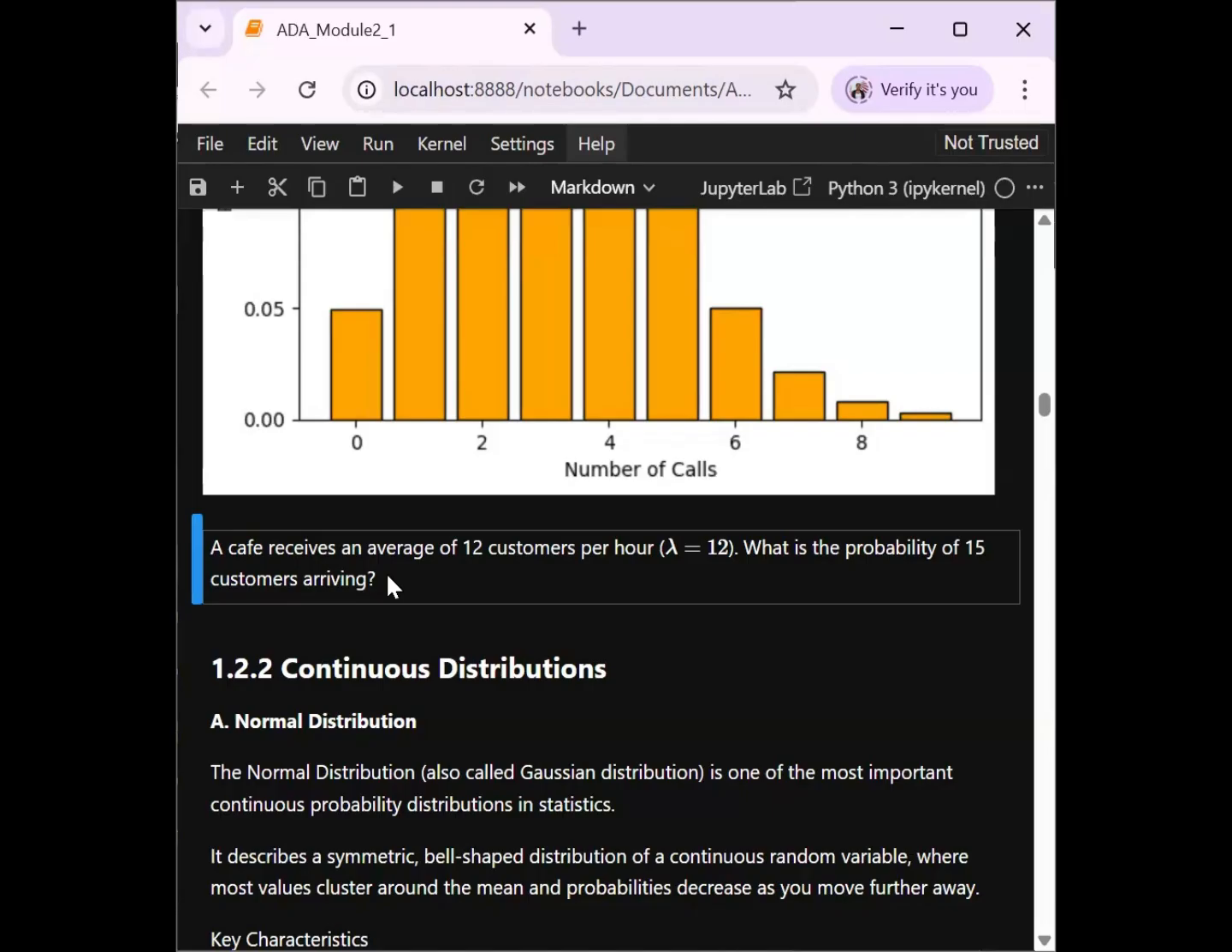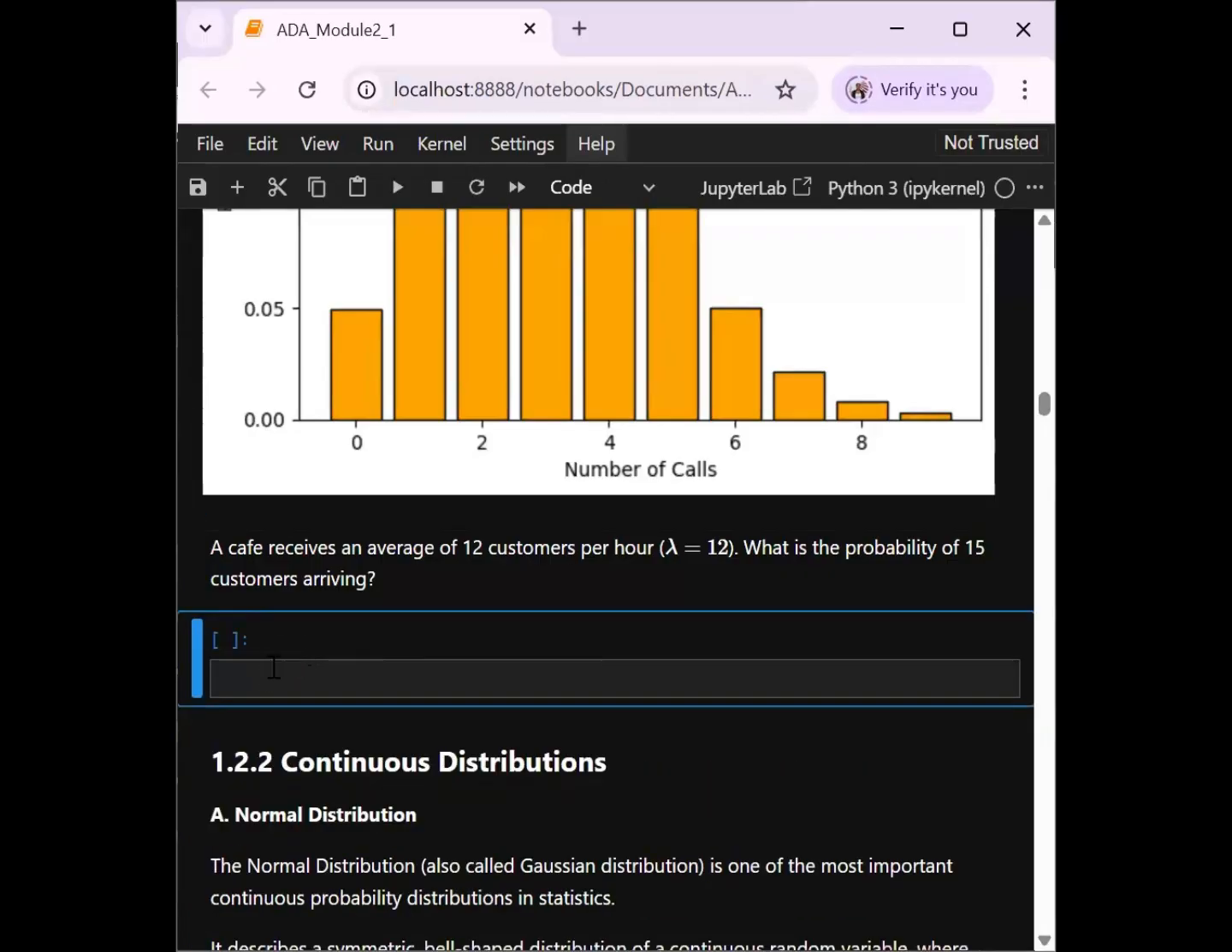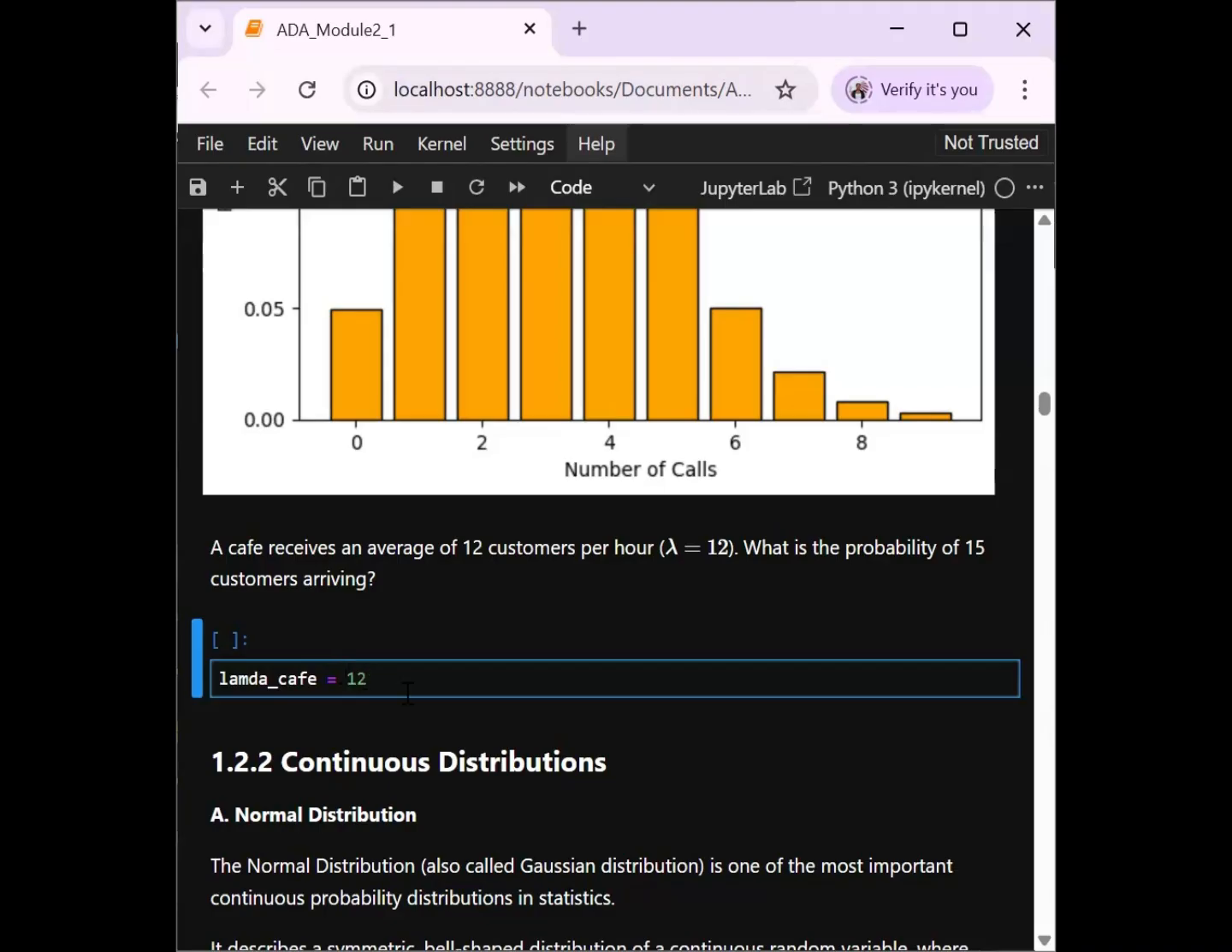Now, what's the probability of having 15 customers? They usually get 12 customers in an hour, so what's the probability of having 15 customers arriving in an hour, so that you can prepare for that? What's the first thing to do? We have the lambda. For the cafe, we can call that lambda cafe, and we have that to be 12.